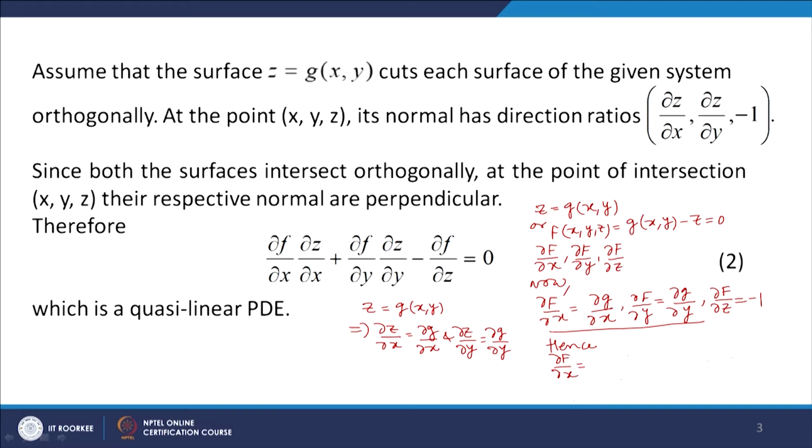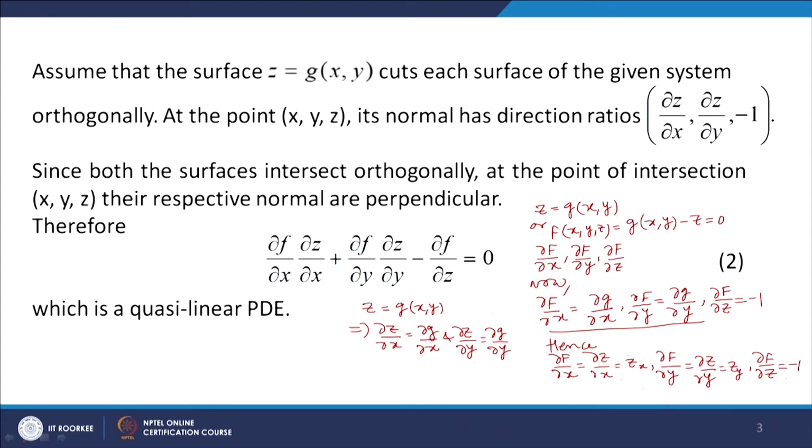So from these equations we get the partial derivative of f with respect to x as the derivative of g with respect to x, which is z_x, and similarly the partial derivative of f with respect to y is the derivative of g with respect to y, which is z_y. And the partial derivative of f with respect to z is -1.